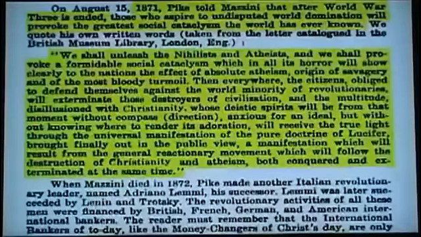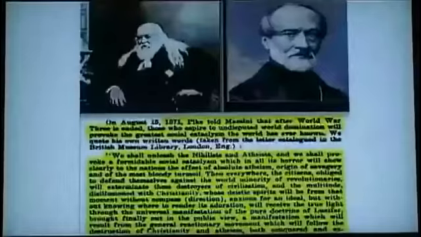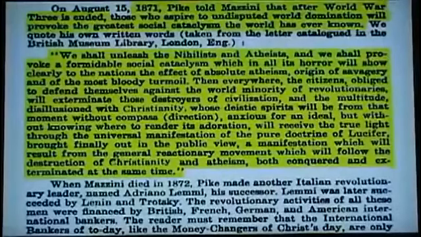Pike told Mazzini, in 1871, that after World War III is ended, those who aspire to undisputed world domination will provoke the greatest social cataclysm the world has ever known. We quote his own written words taken from a letter catalogued in the British Museum in London. Here's what Albert Pike, as far back as 1871, wrote to Giuseppe Mazzini.